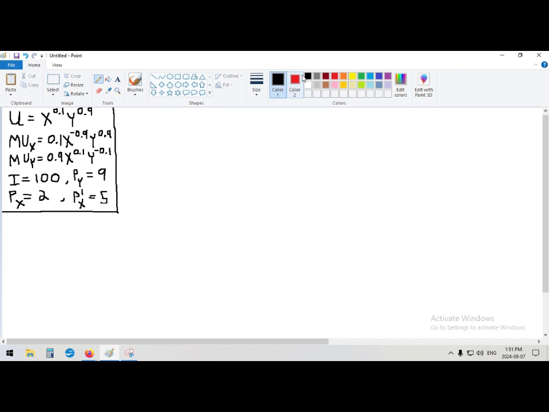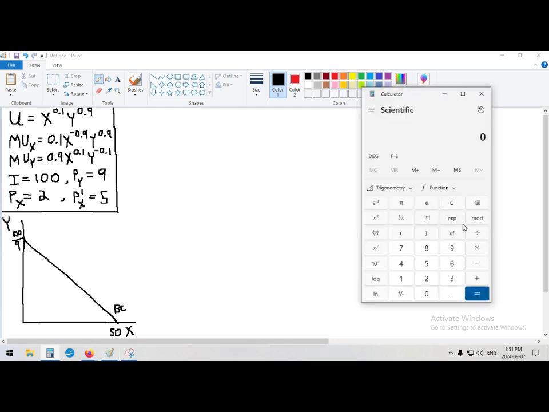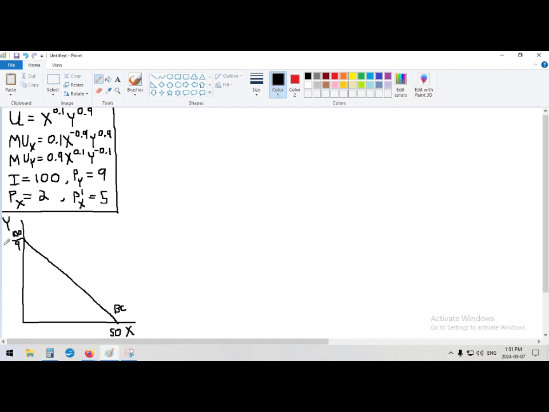So here's all the information we have. Let's start by drawing out a graph here and saying we have good X and good Y. And then to start, the consumer has $100. So let's draw a budget constraint here. Say, okay, well they have, for good X, $100 divided by 2 as their maximum value. And then for good Y, the maximum they can buy is 100 divided by 9. Okay, that's roughly 11.